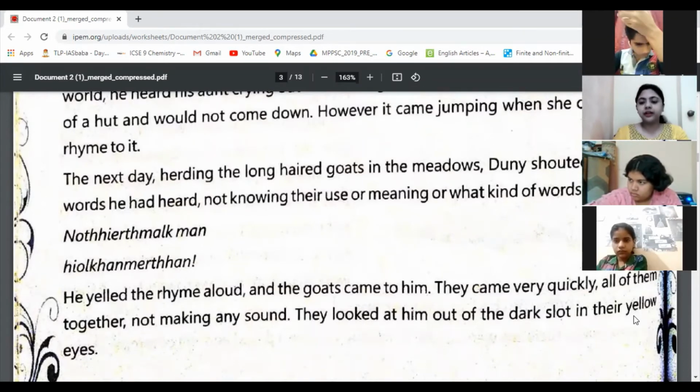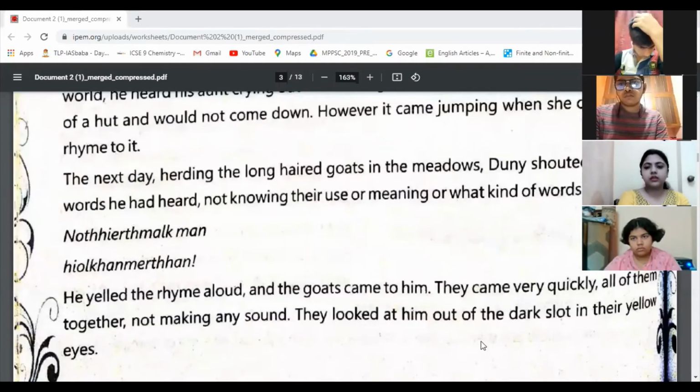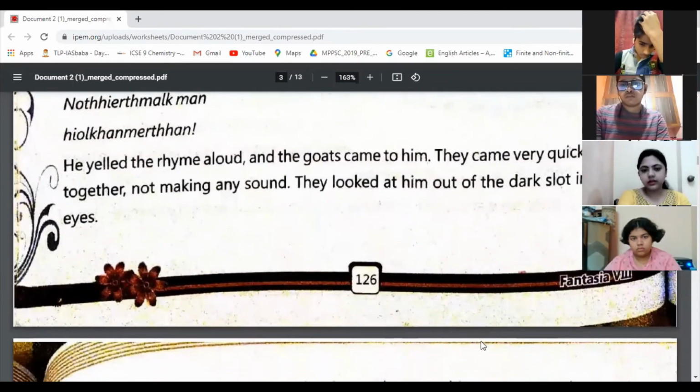The goats came to him running, very quickly, and all of them came around without making any sound. This spell was there to hypnotize the goats, so that they could listen to what the farmer had to say. Very quietly they huddled around Duni, and they looked at him out of the dark slot of their yellow eyes fixedly. They did not move their eyes here or there. They just looked at Duni.